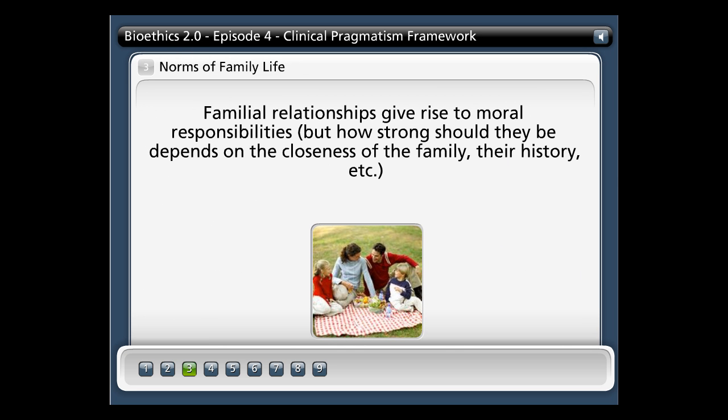Norms of family life. As we all know, familial relationships give rise to moral responsibilities. And depending on the particular case at hand, it's up to ethics consultants and clinicians to determine the appropriateness and how strong the norms of family life should be relevant to a particular case. The closeness of family members, their particular histories with each other, whether there are any dysfunctional relationships within the family. All of these things are important when discussing and considering the norms of family life.